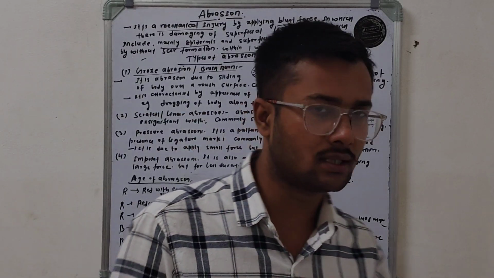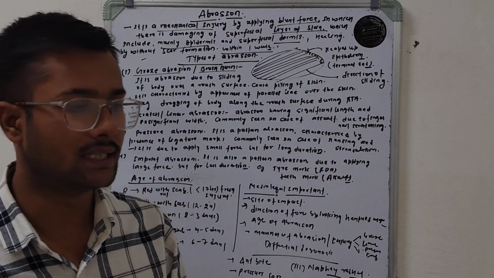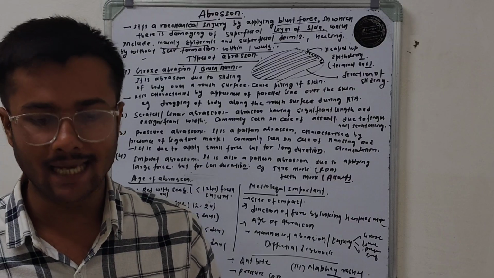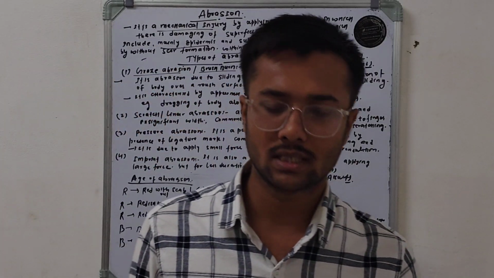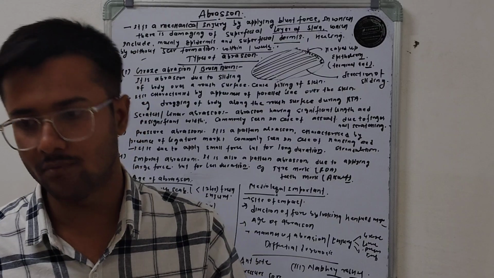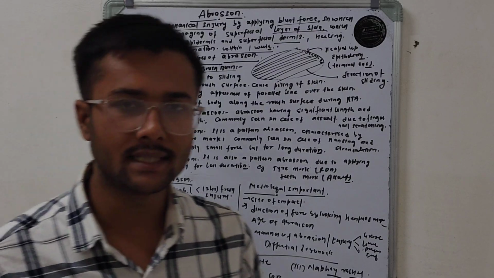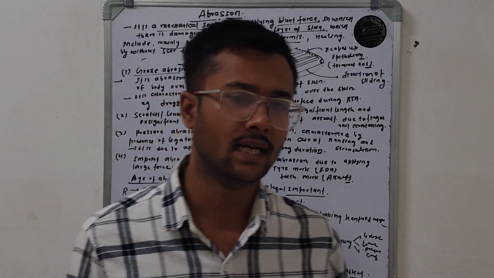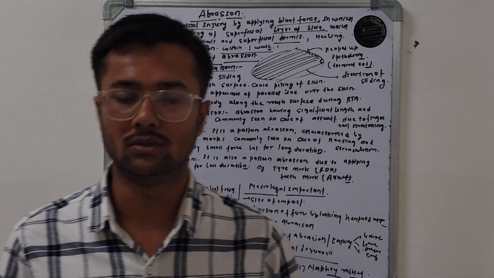Okay, so why do we call this graze abrasion a brush burn? Because it looks like a burn injury. It is observed that when the abrasion is fresh, or less than 12 hours old, it looks like a burn injury.